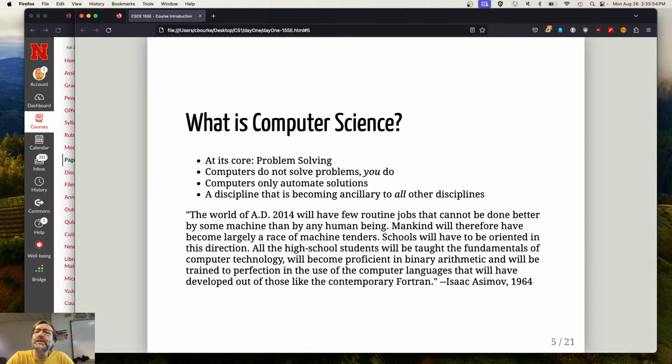What is computer science? Again, at its core, it's problem solving. We don't have a monopoly on problem solving. Every single discipline solves problems, right? Computers, however, do not solve problems. Computers only automate solutions. But once us humans have solved that problem, then the computer is really good at processing large amounts of data very, very quickly, something that humans are not good at, right? It's a discipline that's becoming ancillary to all other disciplines.